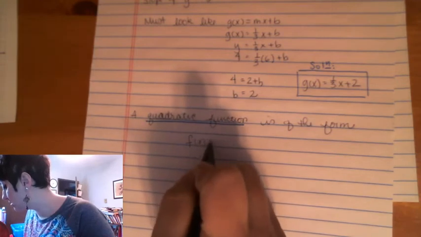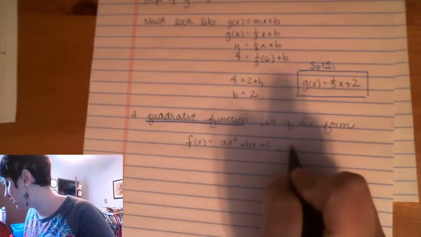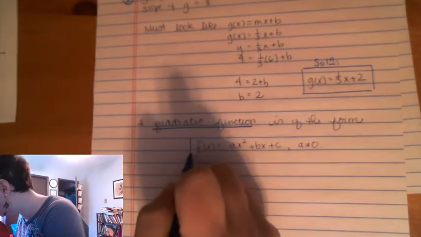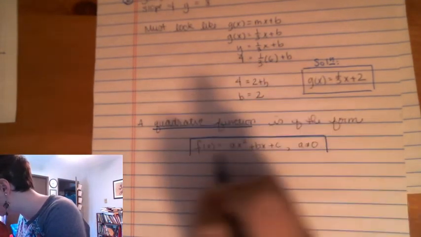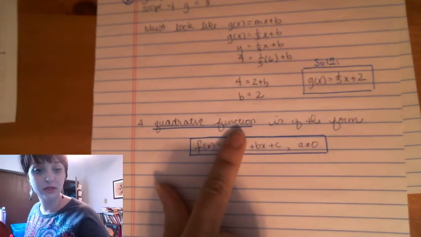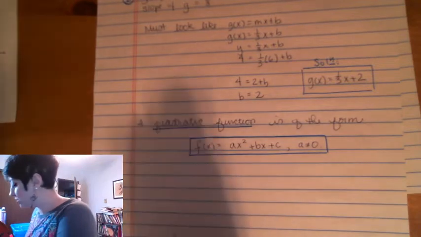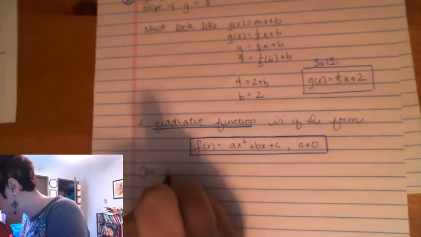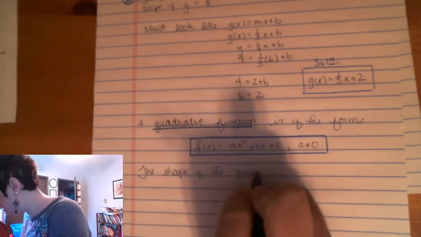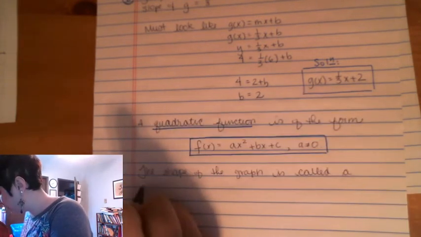f of x is ax squared plus bx plus c. I need this extra condition that a isn't 0. The reason I need that is if a were 0, then I'd have no x squared term, and then I'm back to something linear, not quadratic at all. So the shape is called a parabola.